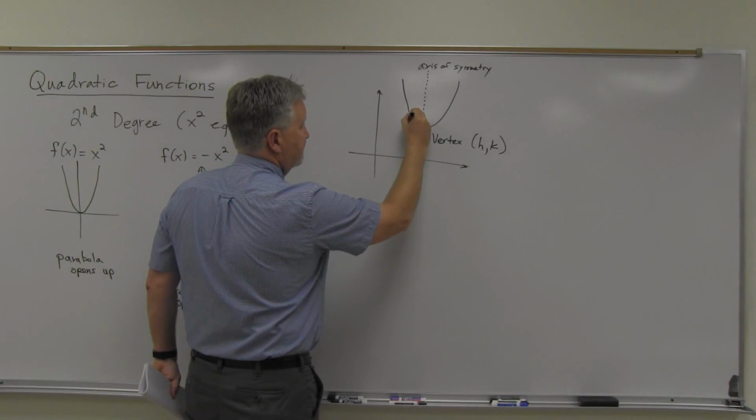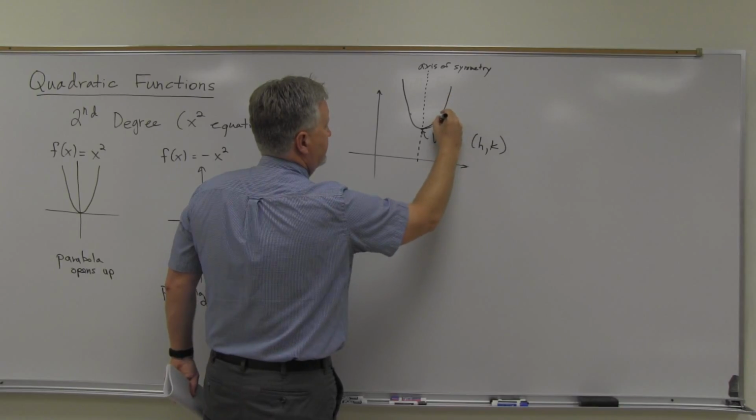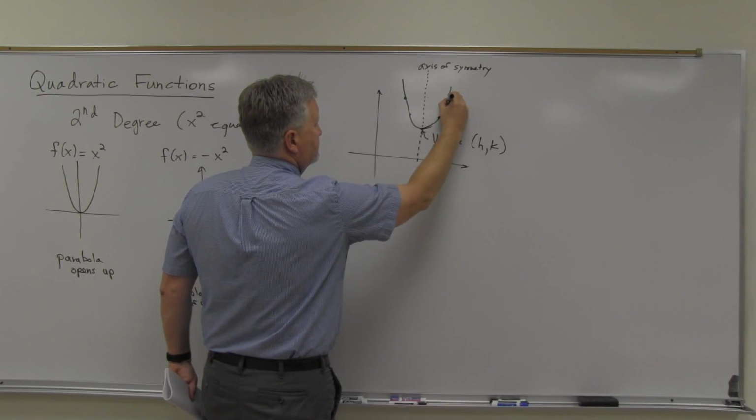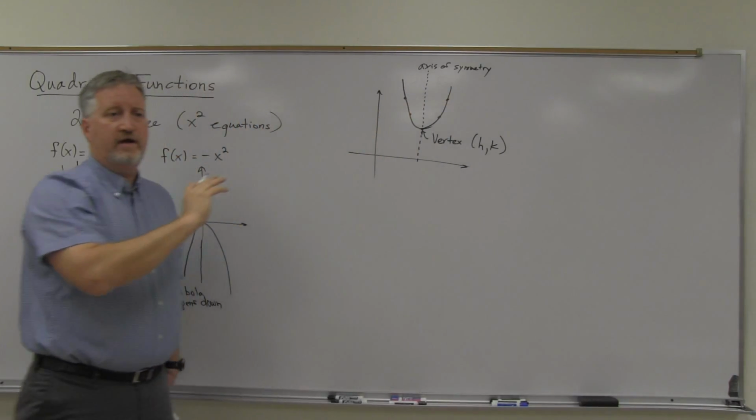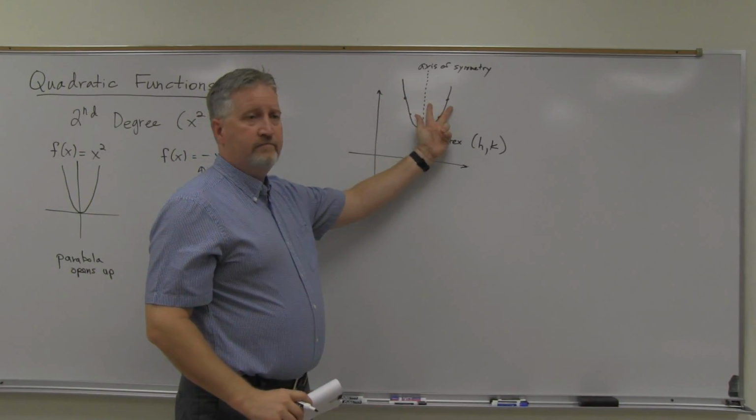In other words, this point mirrors this point. Let me draw it a little better. This point would mirror this point. They're the same distance away, in other words. At that same height, those points are the same distance away.